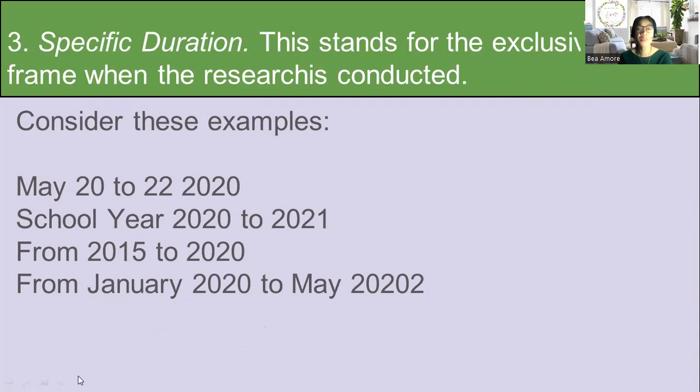For the specific duration, this stands for the exclusive time frame when the research is conducted. Examples: May 20 to 22, 2020, school year 2020 to 2021, from 2015 to 2020, from January 2020 to May 2020.